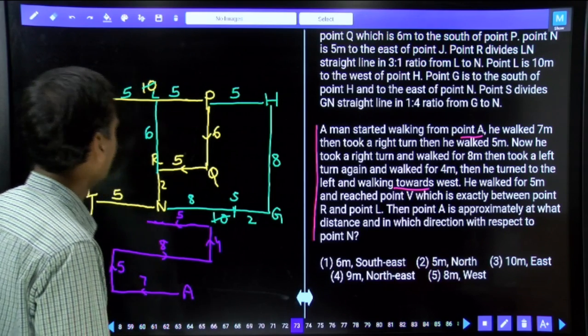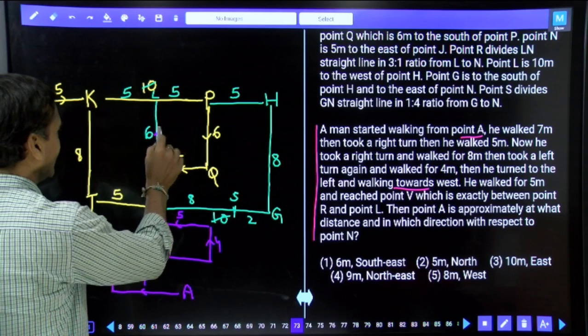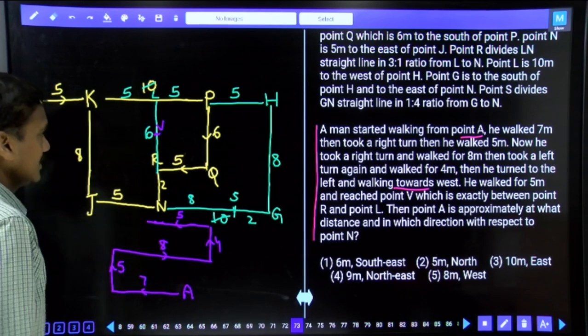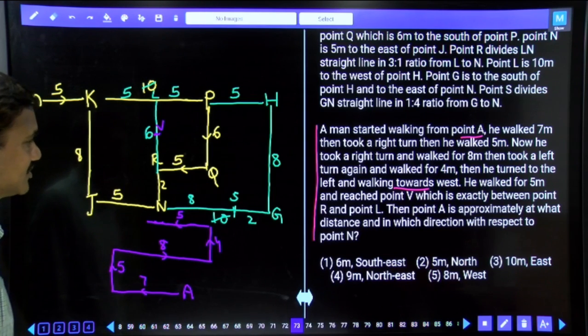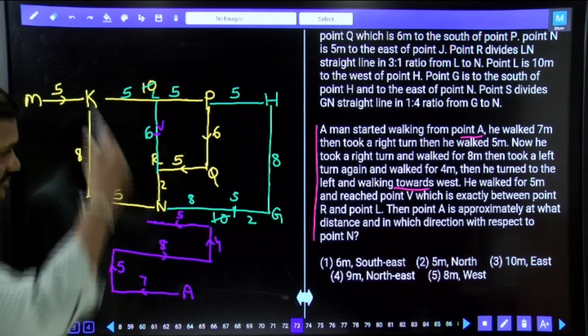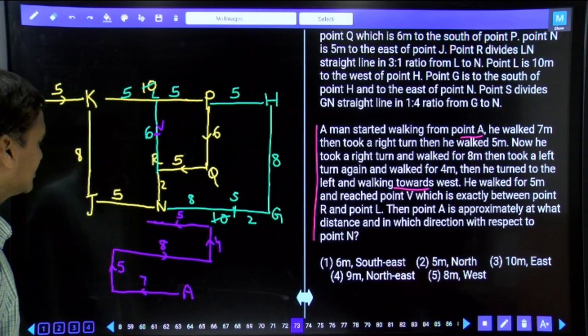V is exactly between R and L. Now this is where V is given. V is exactly between R and L. V is here. As V is here, V is exactly between R and L. Then A is approximately what distance and in which direction with respect to N. Clear? Now we need to identify the direction between A and N.